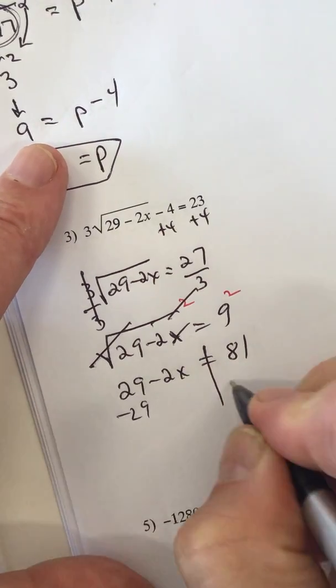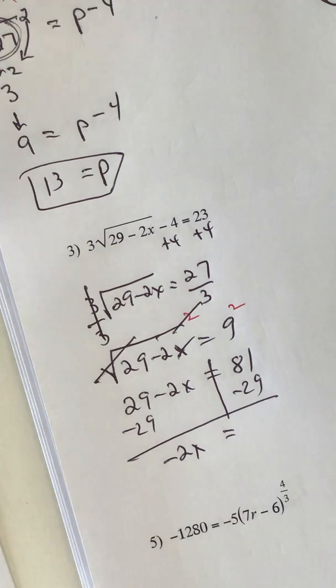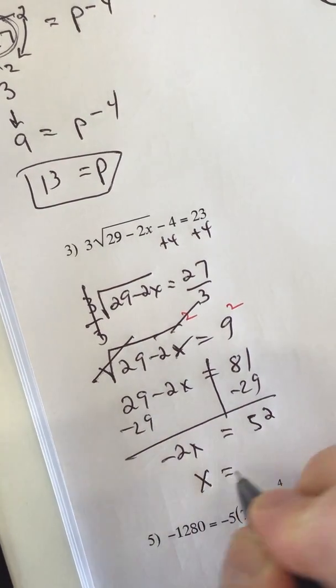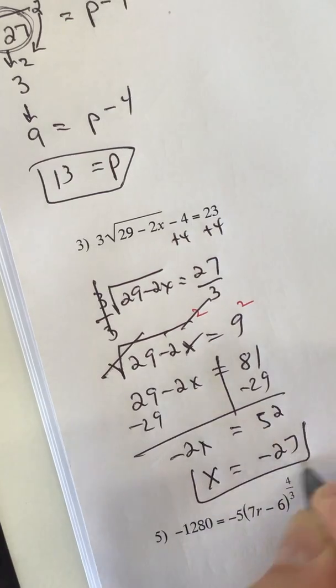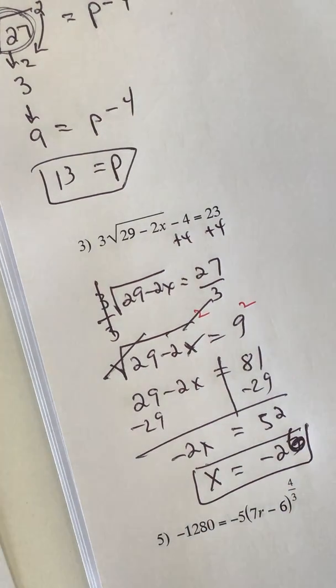So subtract the 29 from both sides. 81 minus 29 is 52. And divide off the negative 2. So negative 27, no, 26. 52 divided by 2 is 26.